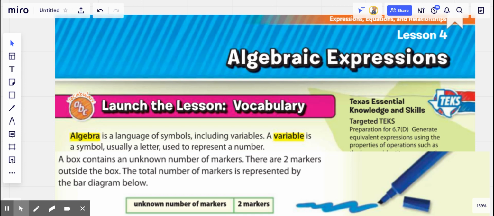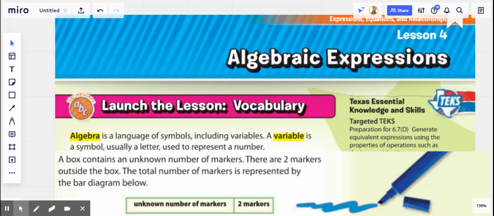All right, so algebra is a language of symbols, including variables. What would these symbols be like? Like multiplication, operations, brackets and parentheses and all that stuff. A variable is a symbol, usually a letter, used to represent a number. We've learned about x's and y's and n's and m's, and you can have any letter as a variable. It stands for a number.